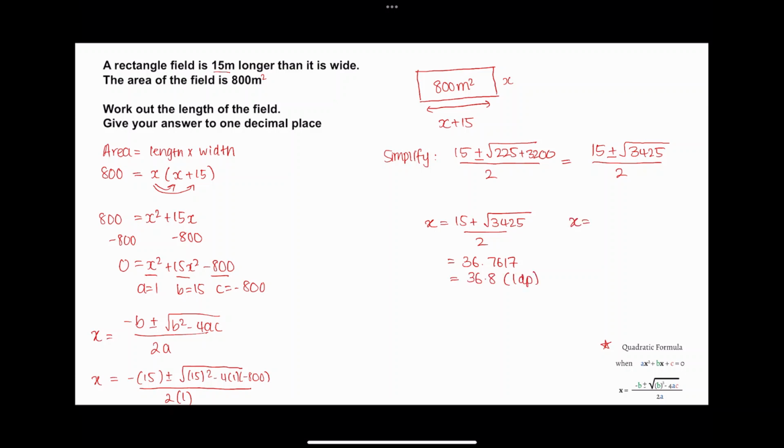Remember, we just worked out the value of x, which is a length, and lengths cannot be negative. Therefore, your x has to be 36.8 meters.